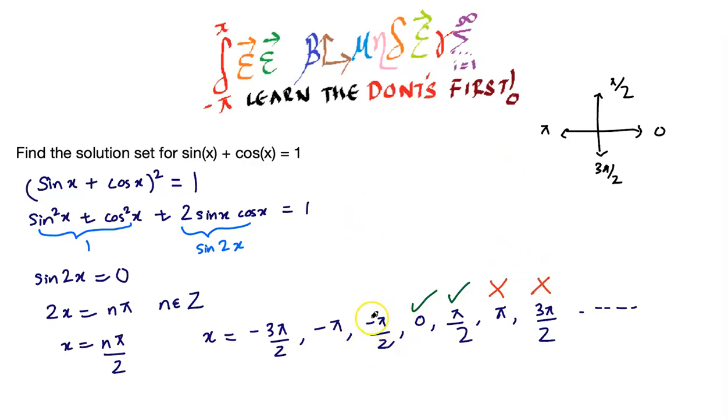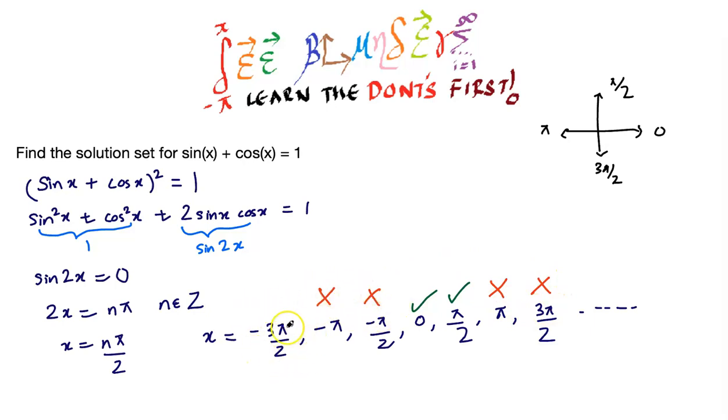Sin of minus pi by 2 plus cos of minus pi by 2 is also minus 1. So that's not correct. Sin of minus pi plus cos of minus pi is what? Sin minus pi is 0. Cos of minus pi is cos pi, which is minus 1. So this is wrong. And it looks like we are seeing a pattern here, right? We're seeing 2 correct solutions and then 2 wrong solutions.